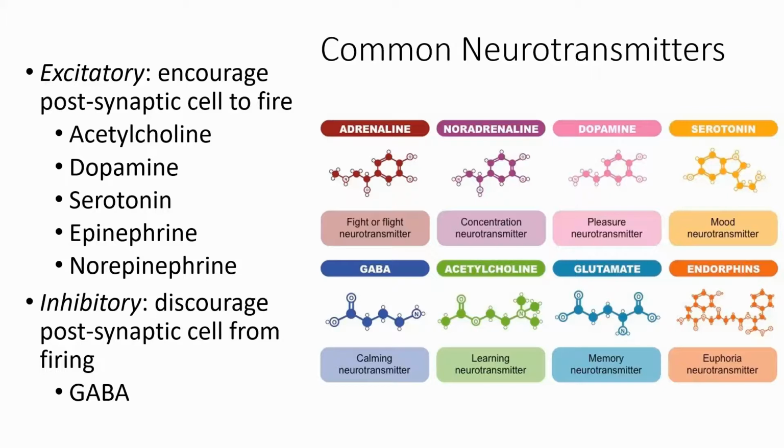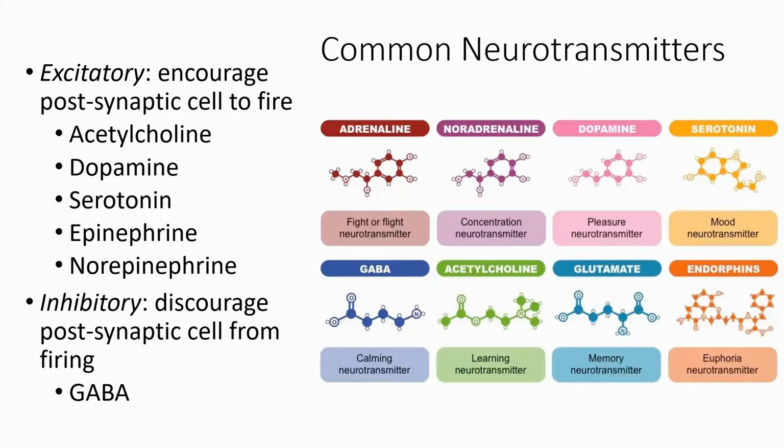They can be put into two categories, excitatory or inhibitory, meaning they're either going to try and activate the next neuron in the chain or they're going to try and deactivate it. The excitatory ones, out of them, acetylcholine is important for muscle movement because that's the one that's released at the neuromuscular junction.